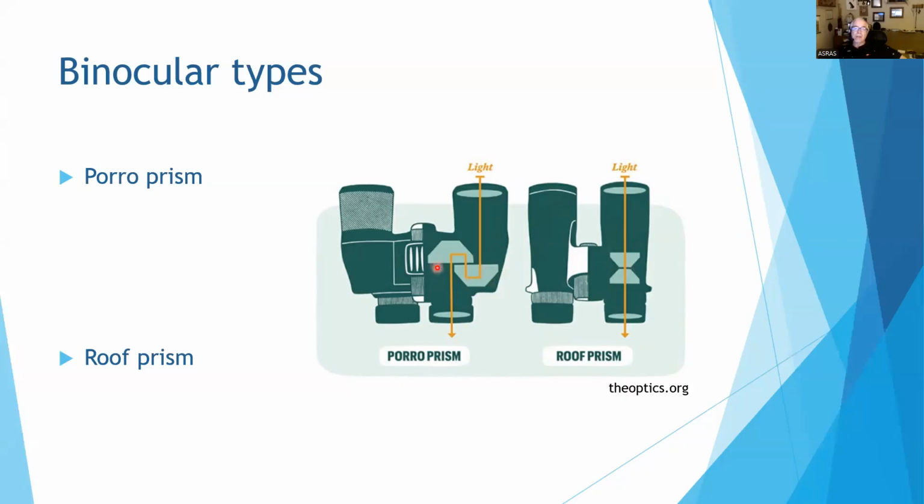Porro prisms are cheaper, bulkier, and more easily damaged than roof prism binoculars, which are more expensive. The optical light path here is straight through with these prisms, but they're more expensive to make. So they're less vulnerable to being knocked out of alignment. They're generally lighter and less bulky than the porro prisms, and as a consequence, they're more expensive.